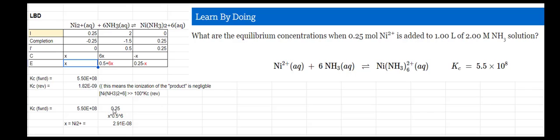So now we have 0.25 divided by the product, 0.25, divided by the two reactants, x, and now 0.5 raised to the 6th power. Don't forget, there's that 6 there, so we need to take that into account in the quotient. And so the algebra is pretty easy now. We solve for x and raise that 0.5 to the 6th power, and we end up with a really small value for nickel. And that's what we would expect based on the reverse equilibrium constant.